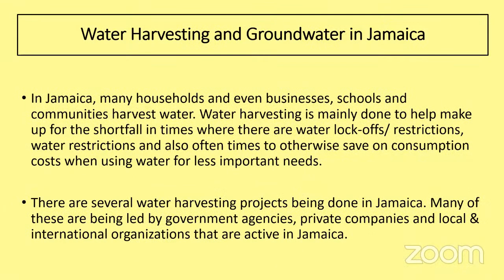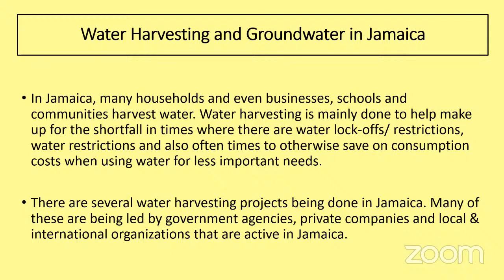In Jamaica, many households and even businesses, schools, and communities harvest water, and you'll see pictures of this soon. Water harvesting is really done to make up for the lack or sometimes the shortfall where there are water restrictions or water lockoffs, or as a way of trying to save on the cost of consuming and producing water. So many times, even though we have access to water, because of the cost involved, we want to harvest that extra water naturally so that we have extra to carry us through.